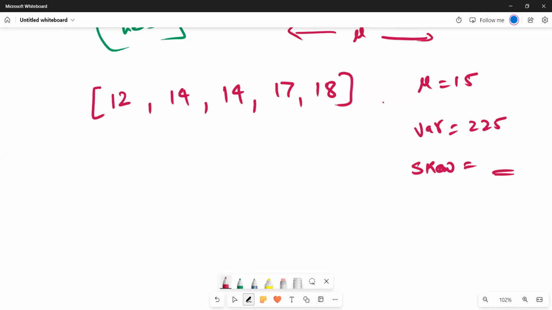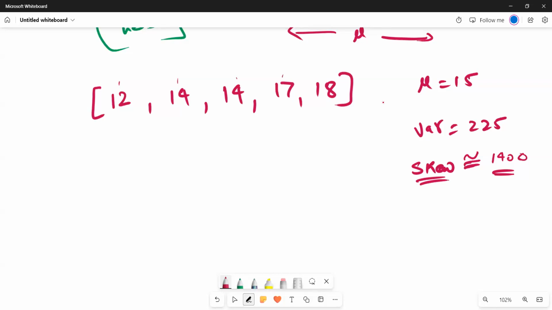You'll get some value if you simply cube this number, cube this number, cube this number, and add all of them together, divided by 5, you'll get some value, right? So this value will come somewhere around maybe 1300 or 1400, roughly equal to 1400, somewhere in between, right? So this is the skewness of this data and it has to be removed, right?